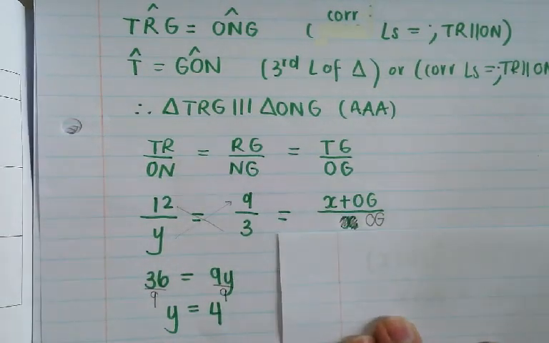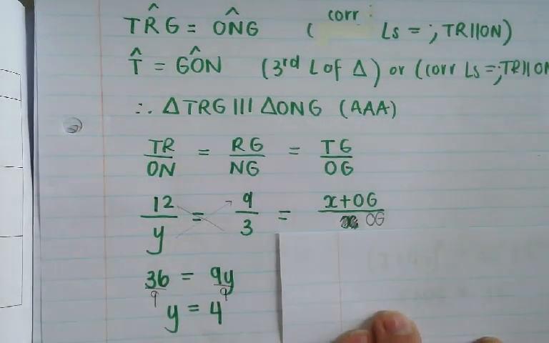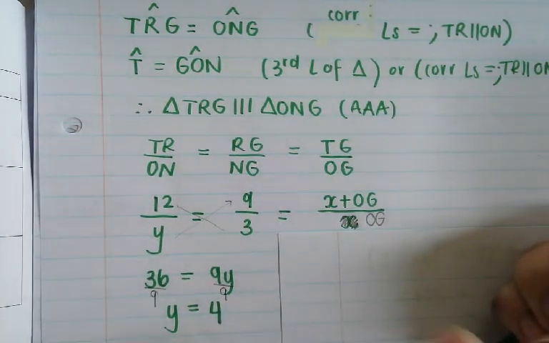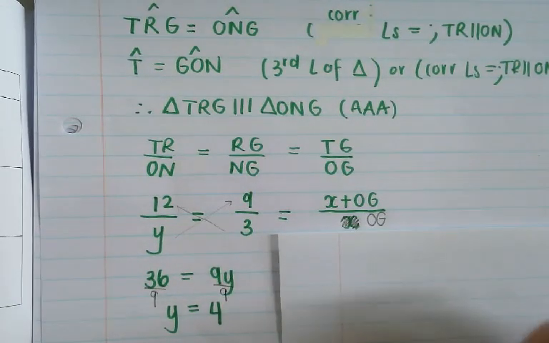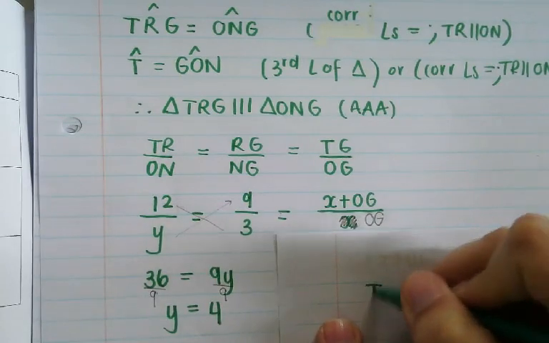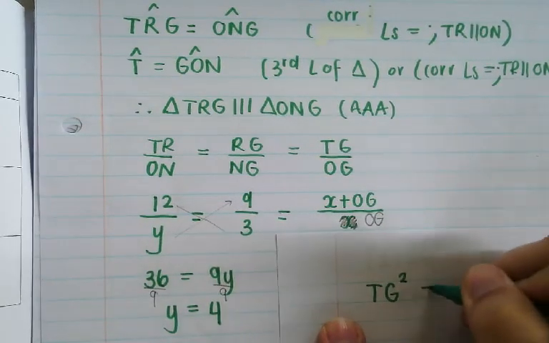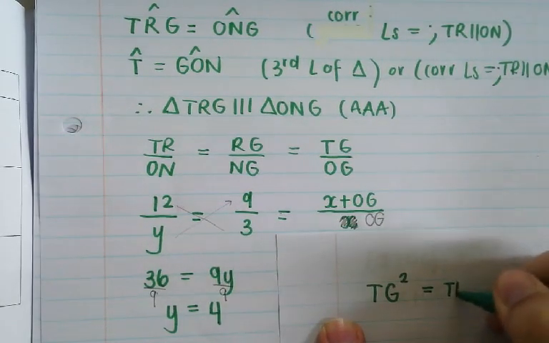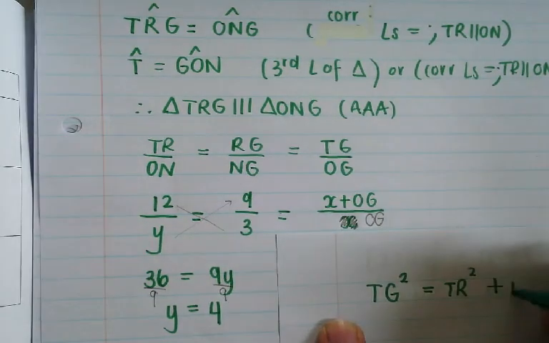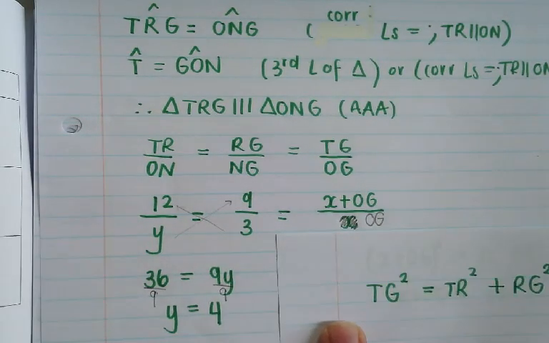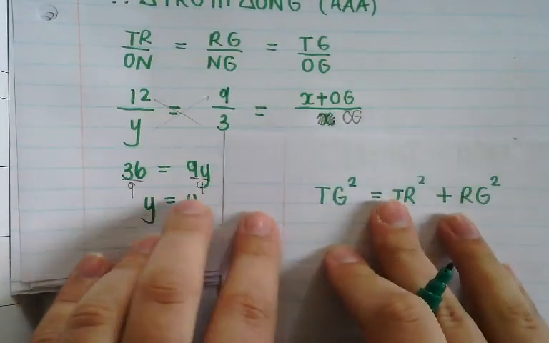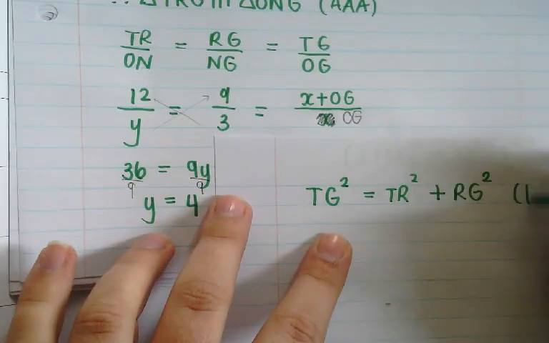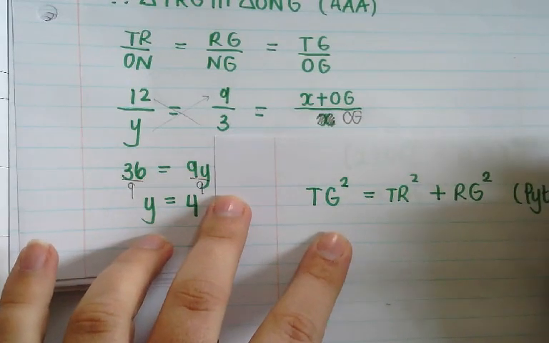X plus OG is just TG. Now, hopefully you have the diagram in front of you, because we have a 90-degree triangle, we can use Pythagoras. So TG squared is equal to TR squared plus RG squared. I'm writing the full Pythagoras proof out now, which I did not do yesterday, so I was lazy. But in a test, if I ask for it, you obviously have to do the full proof.